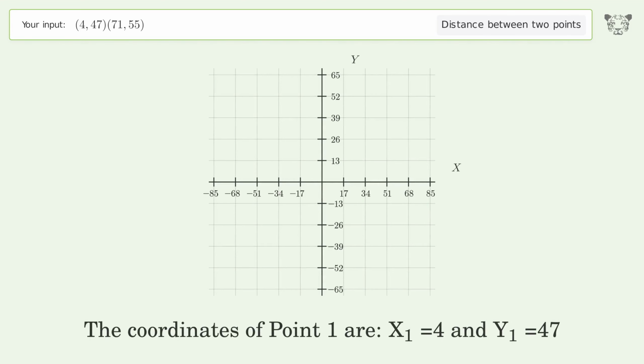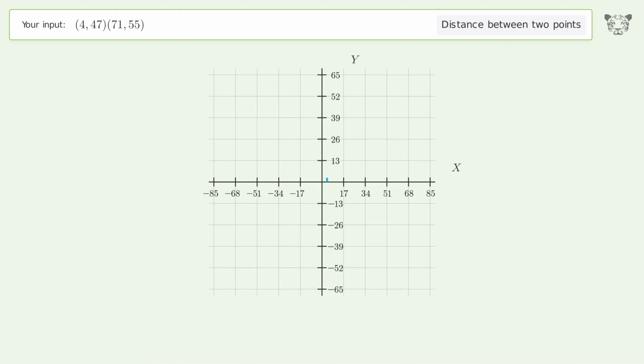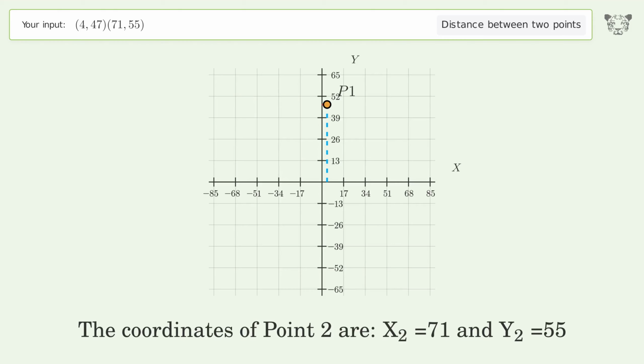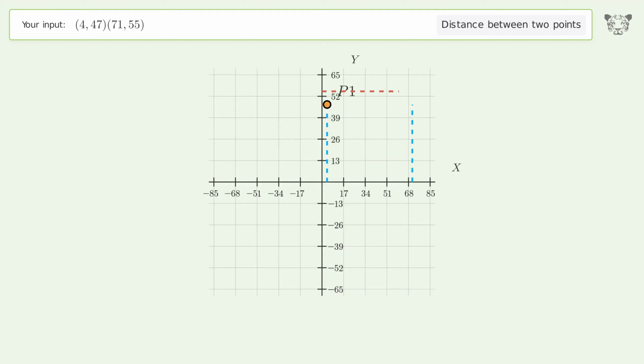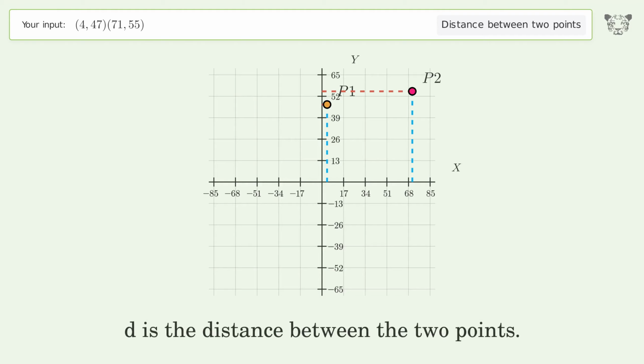The coordinates of point 1 are x1 equals 4 and y1 equals 47. The coordinates of point 2 are x2 equals 71 and y2 equals 55. D is the distance between the 2 points.